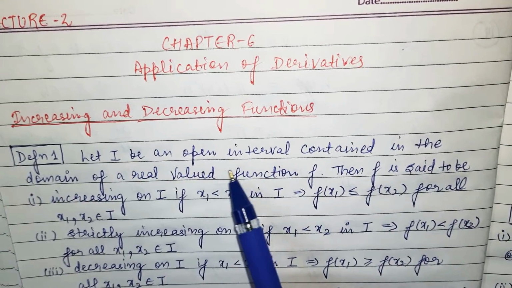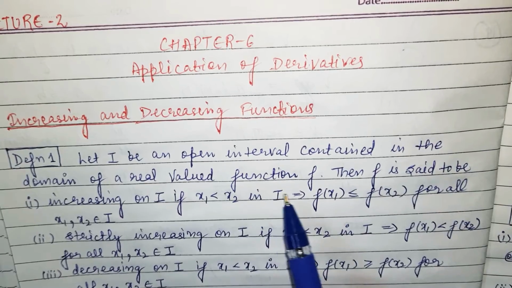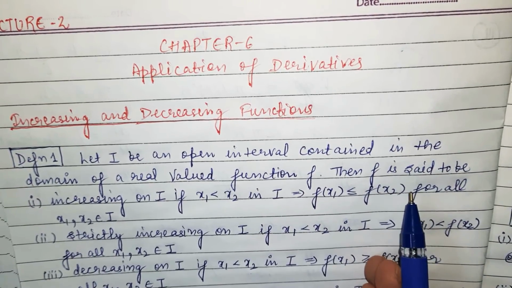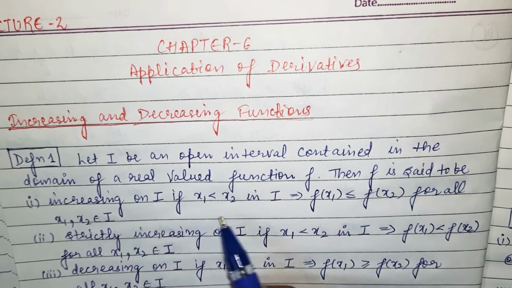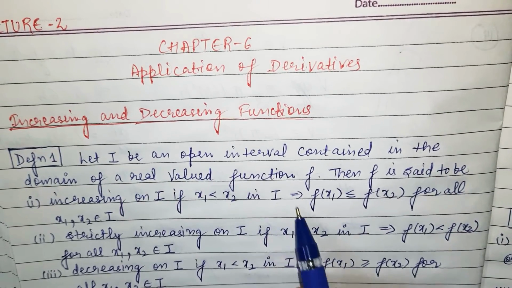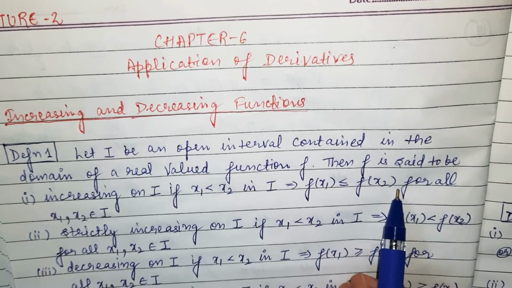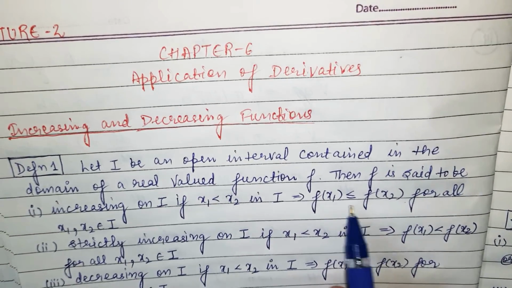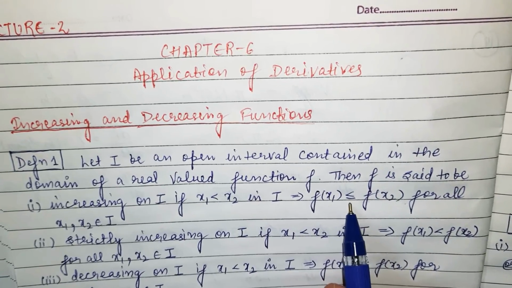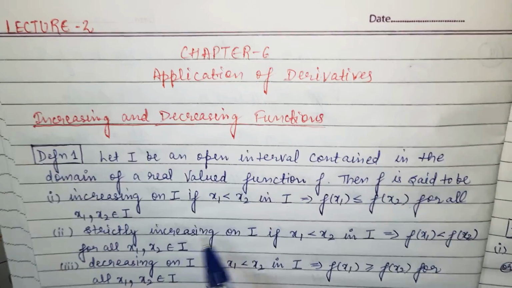Let's suppose I is an open interval contained in the domain of a real valued function f. Then f is said to be increasing if x1 is less than x2 in the interval, and we get f of x1 less than or equal to f of x2. If I am not using the equality sign, then it will become strictly increasing.